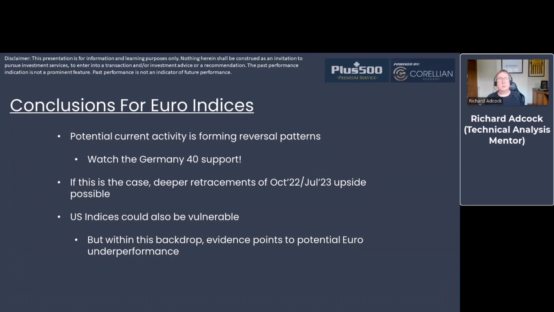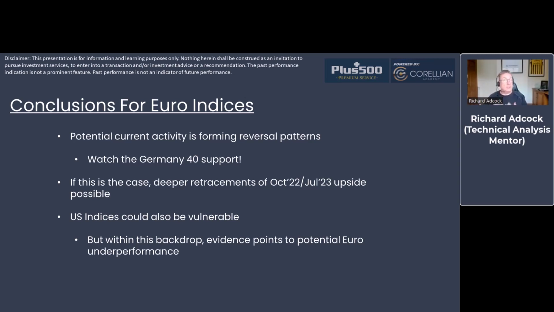we may well start to be seeing more risks developing. And the potential is that current activities could well be forming reversal patterns within the euro indices. We do need to see breaks below those support levels. So watch the July lows within the Germany 40 index. Now, if this is the case, then the risk is that we can see deeper retracement of the October 22 to July 23 upside, and that would be very much a possibility towards those longer term support points.